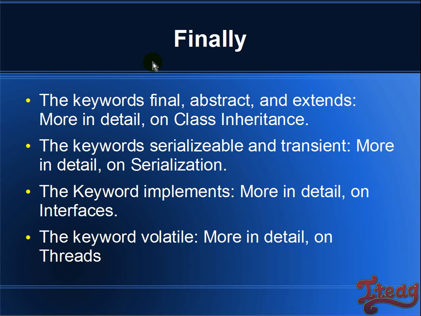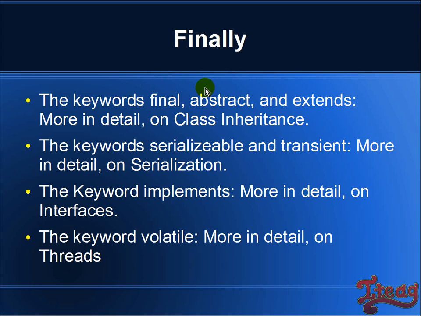All right, finally, we got some more keywords to throw at you: final, abstract, and extends. More in detail on class inheritance. The rough idea is the final keyword says, hey, this class is what it is. You can't extend it. And for something inside of a class, like a primitive, final means I can only be set once. I have to be set before I can be used, but once I'm set, that's it. You can't change me. I am a true constant.